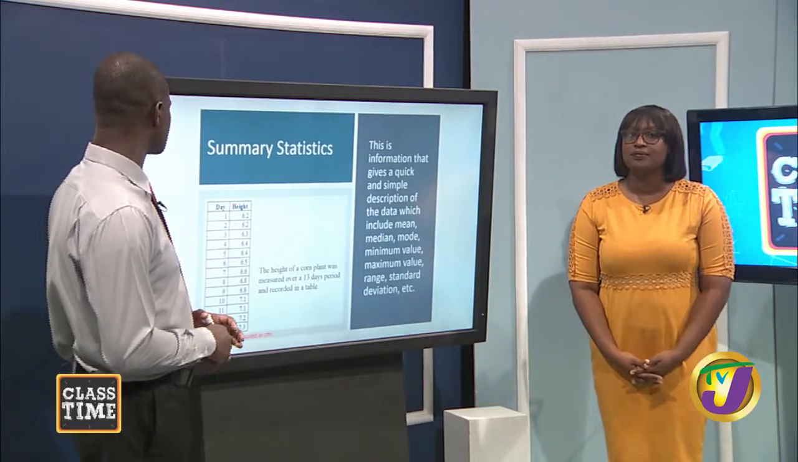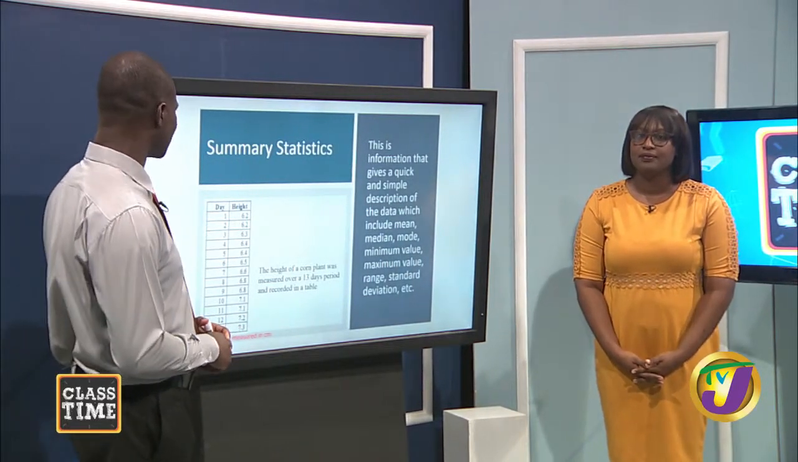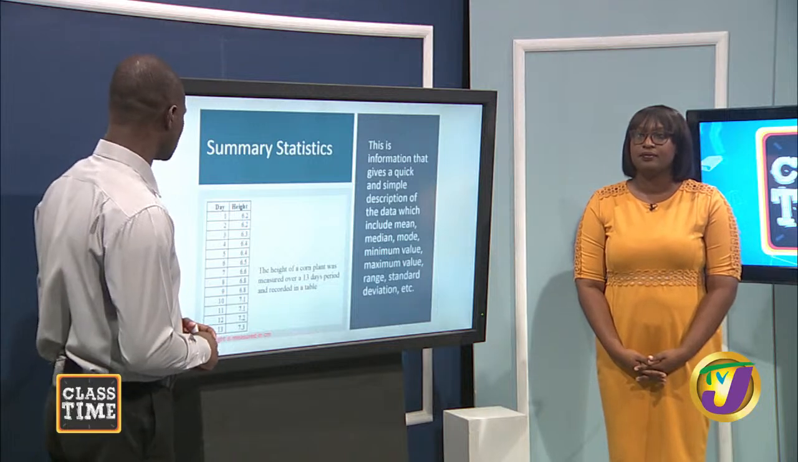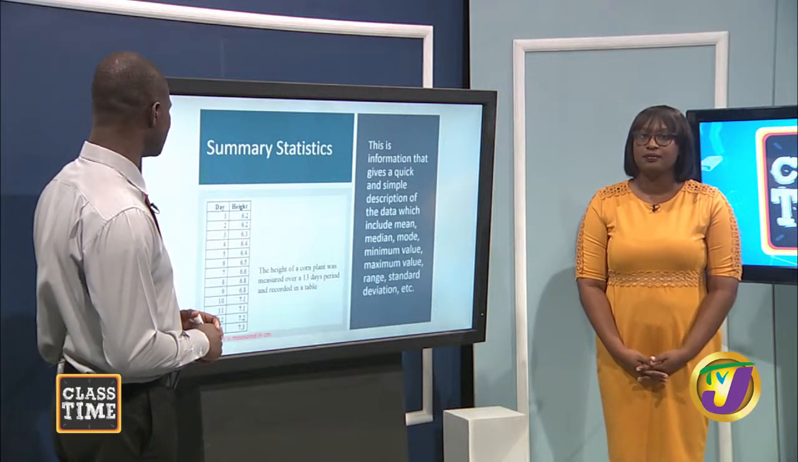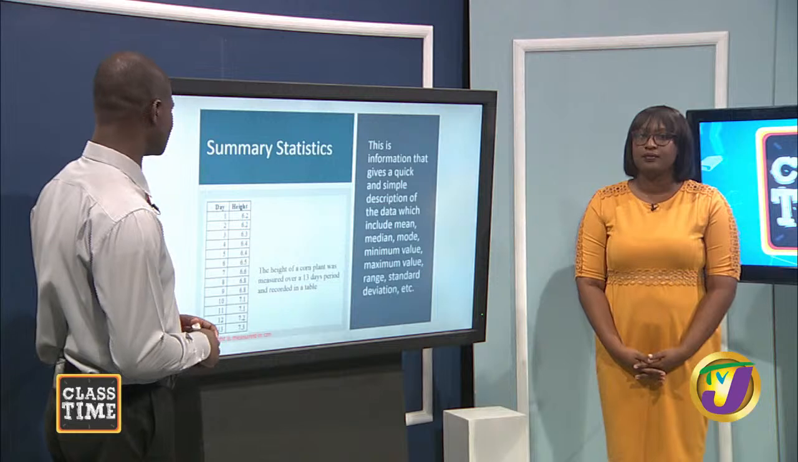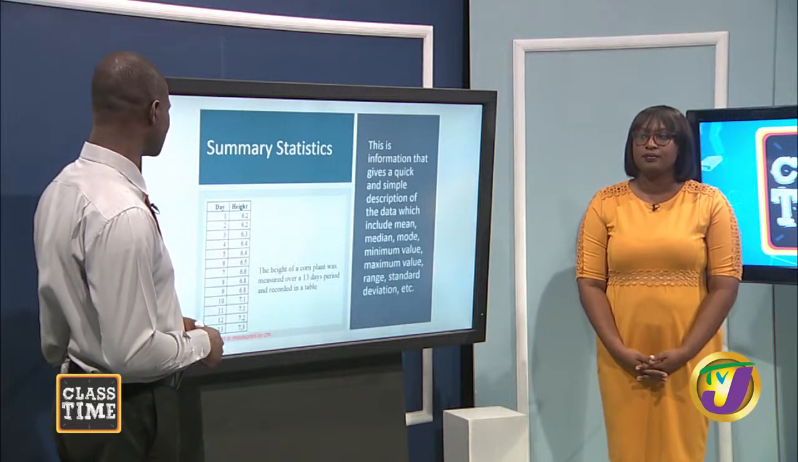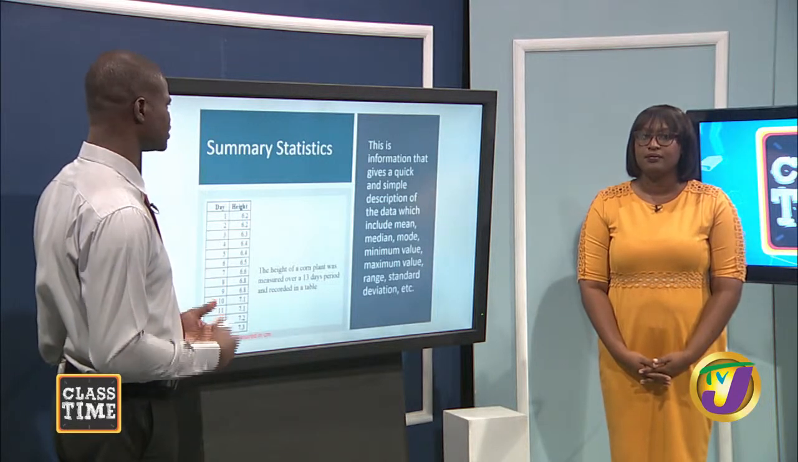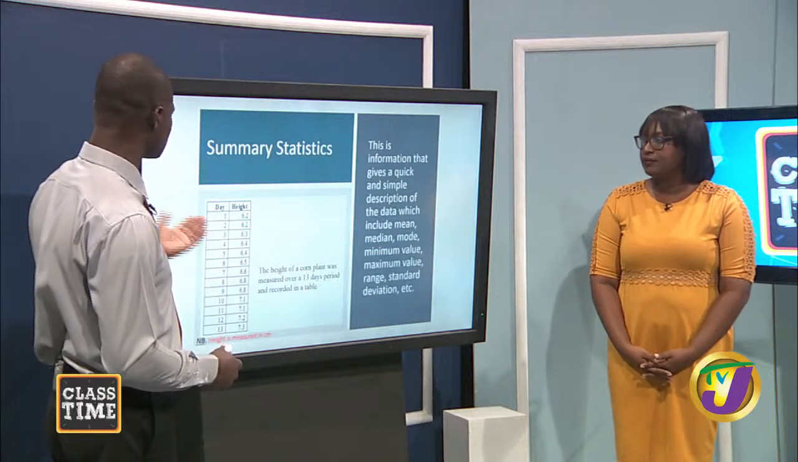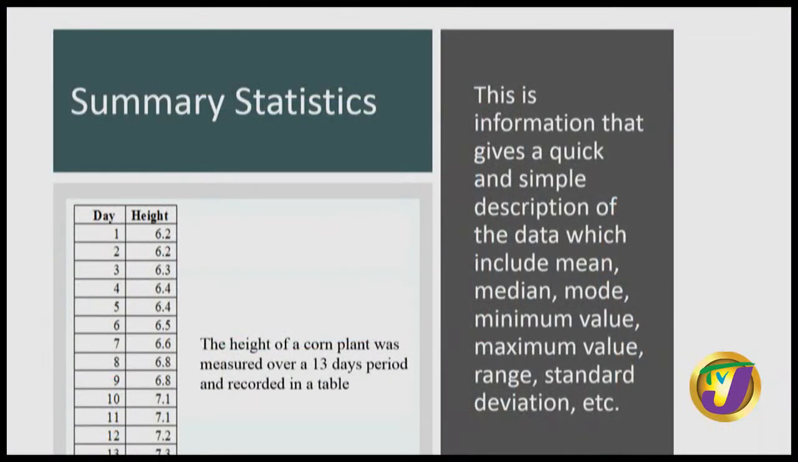In terms of summary statistics, this is information that gives a quick and simple description of the data, which includes mean, median, mode, minimum value, maximum value, range, standard deviation, etc. And here we have an example. What we are seeing in the table here depicts the height of corn plants that were measured over a 13-day period, and it is recorded in the table as we are seeing it here. Now, what can you ascertain from this table?